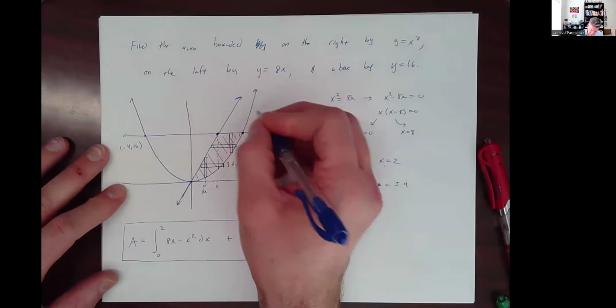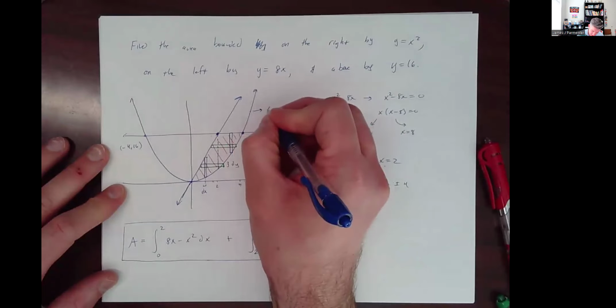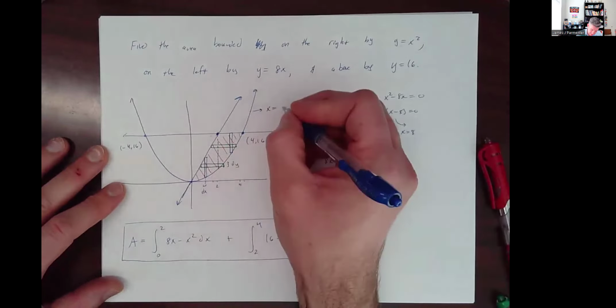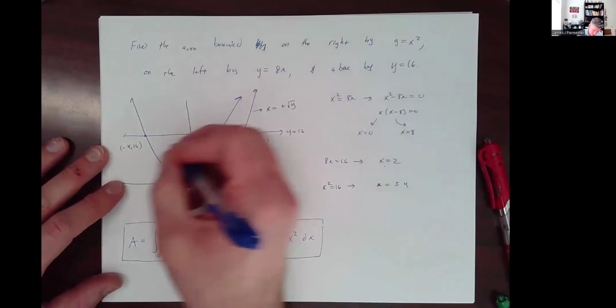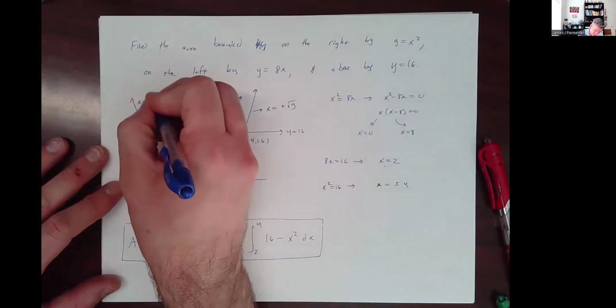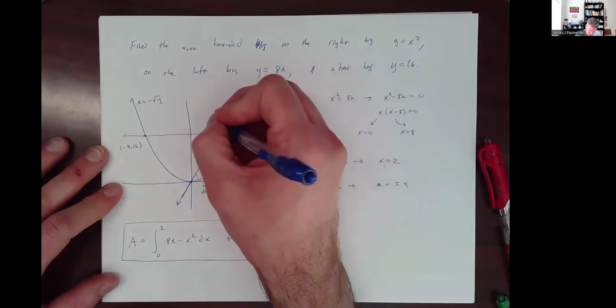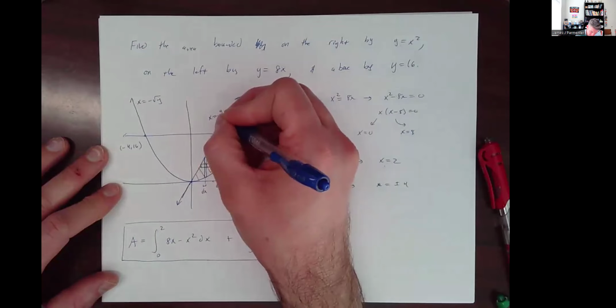So this y equals x squared would become x equal to plus or minus the square root of y. Because it's on the right-hand side, x is positive, so it's the positive square root of y. Over here, this is where x is equal to the negative square root of y. And then this function here, y equals 8x, would become x equals y divided by 8.